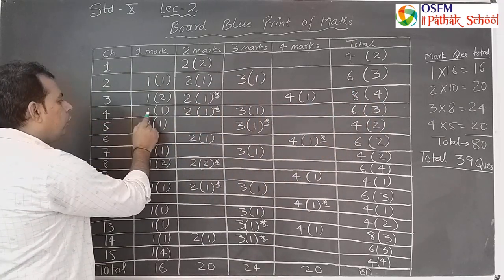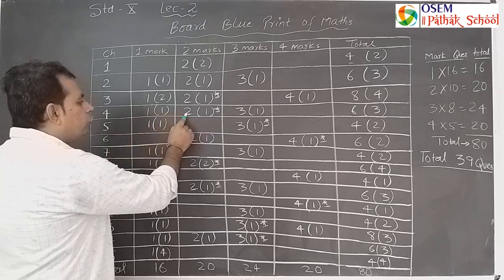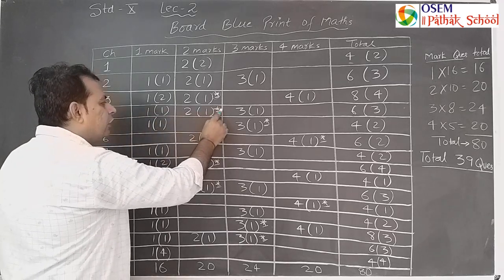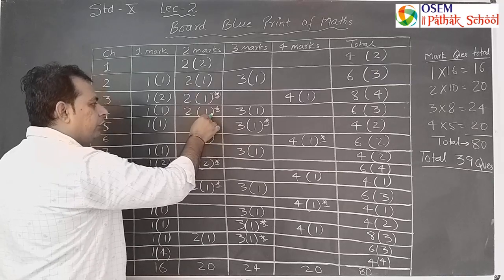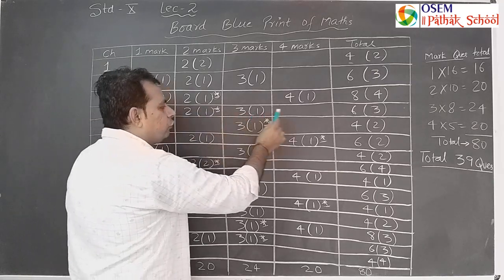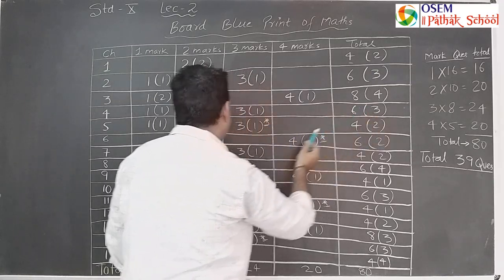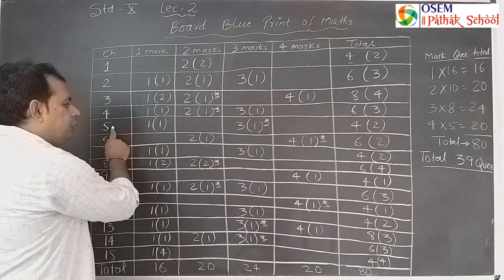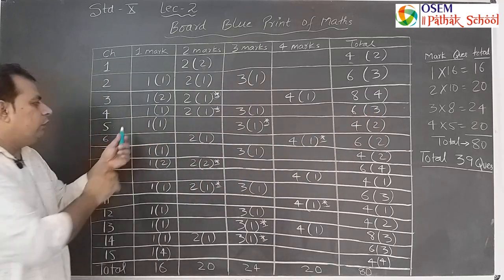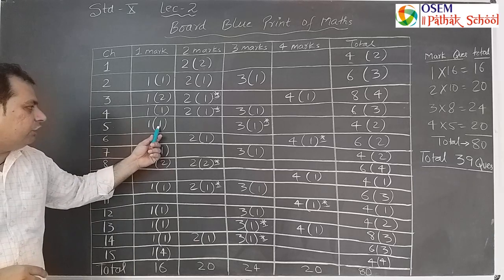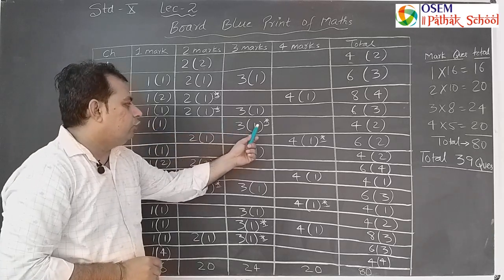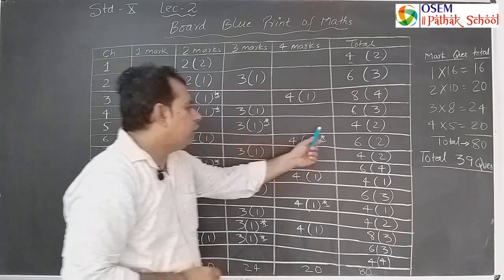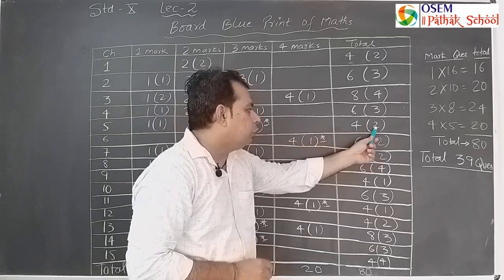Chapter number 4: 1 mark 1 question, 2 marks 1 question. Again, internal options will be there from the same chapter only. 3 marks 1 question, so 6 marks and 3 questions. Chapter number 5, arithmetic progressions: 1 mark 1 question, 3 marks 1 question, internal options will be there, so it contains 4 marks and 2 questions.